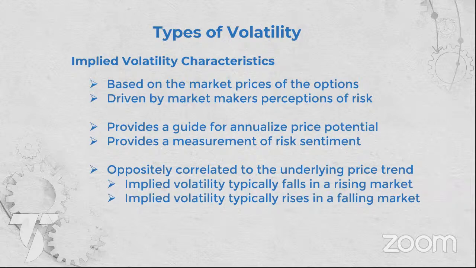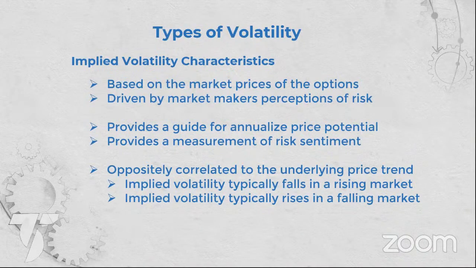And we can pay attention to that with implied volatility. If we look at that implied volatility number, it gives us a guide. What is it telling us? That's probably a good place to start. What is that implied volatility number actually telling us? What does that percentage represent? It represents an annualized price potential.